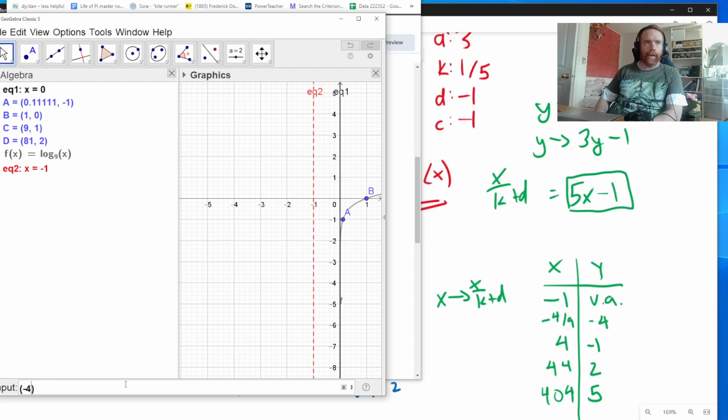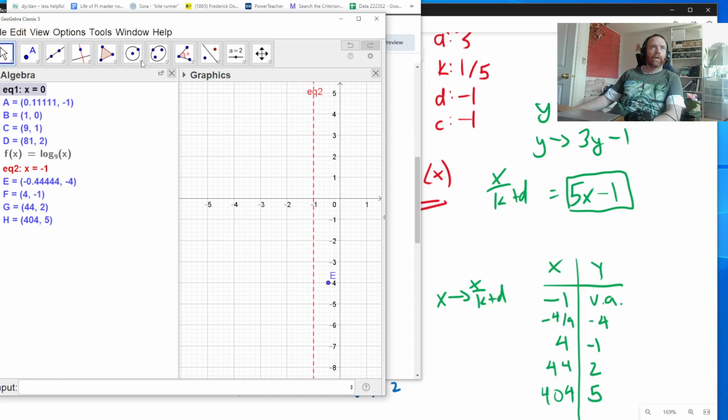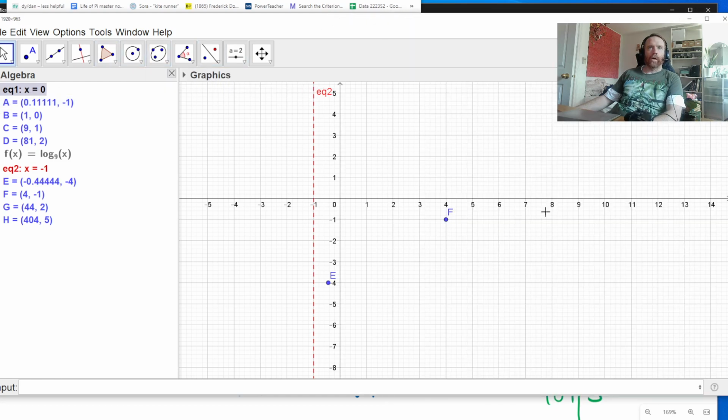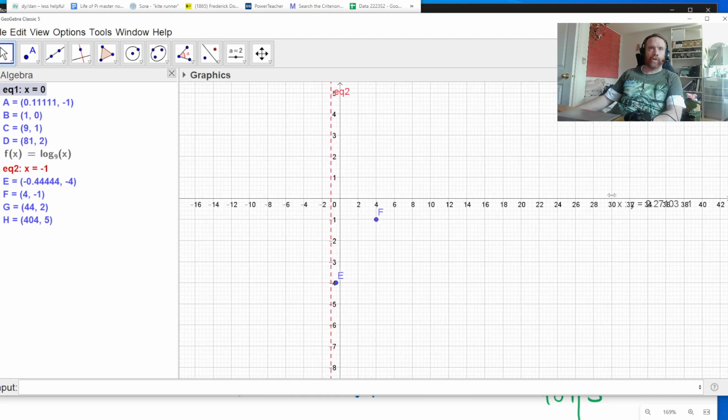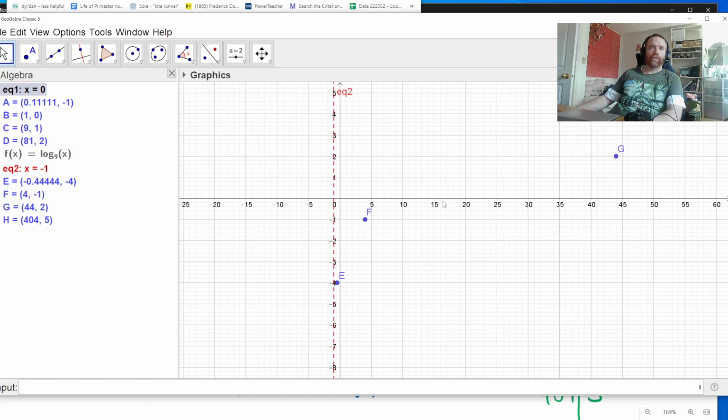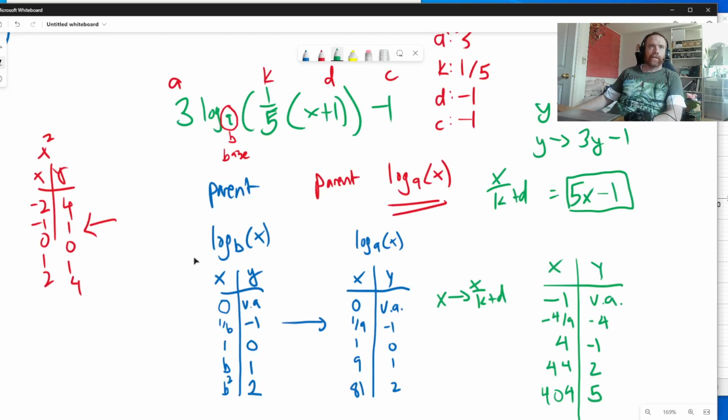Now I'm saying -4/9, comma, -4 is one point. 4, -1 is another point. 44, 2, and 404, 5. So I'm suggesting, let's just hide the original for a sec. I'm suggesting that the function I'm about to draw has to go through all of these points, right? Because we transformed it in order to compress it and shift it and all the rest of that stuff. So let's type it in.